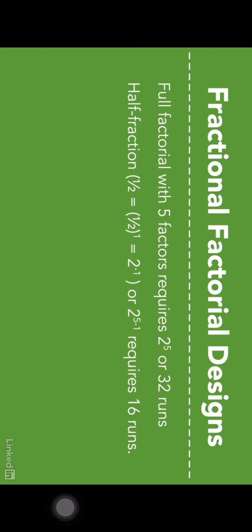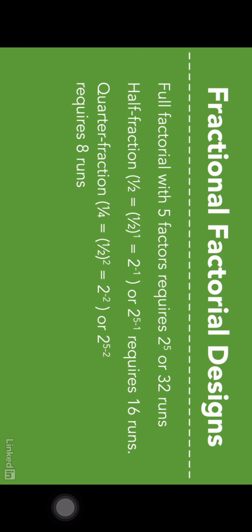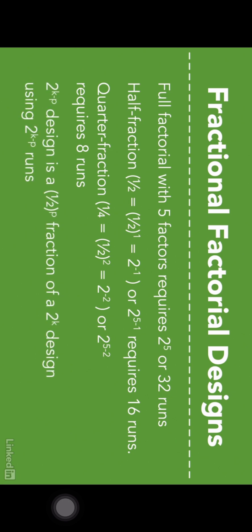While a half fraction, which is 2 to the power of minus 1, a 2^(5-1) design, will require only 16 runs. A quarter fraction is a 2^(5-2) design and requires 8 runs. And in general, a 2^(k-p) design requires 2^(k-p) runs. To reduce the number of runs, the concept of generating relation is used.